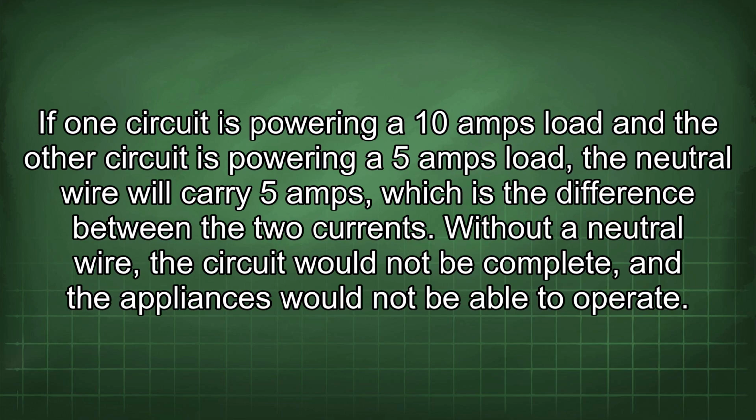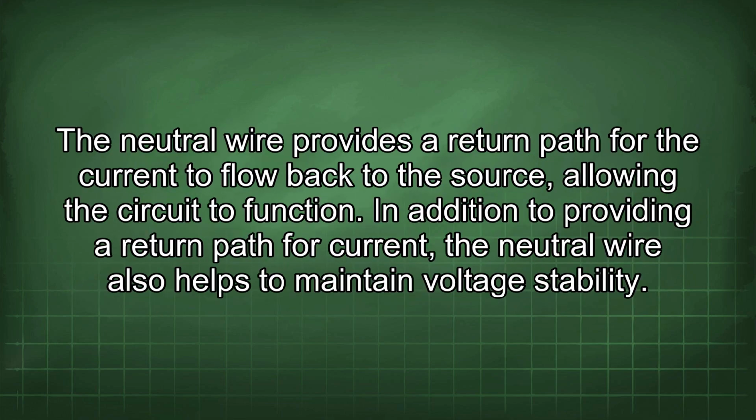Without a neutral wire, the circuit would not be complete, and the appliances would not be able to operate. The neutral wire provides a return path for the current to flow back to the source, allowing the circuit to function. In addition to providing a return path for current, the neutral wire also helps to maintain voltage stability.